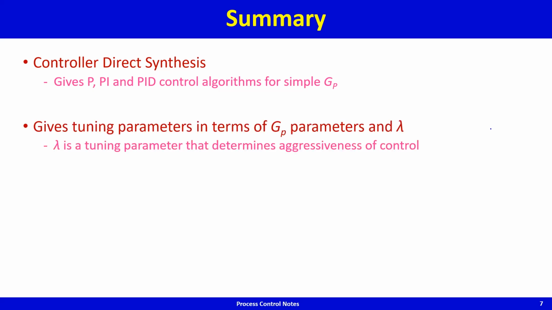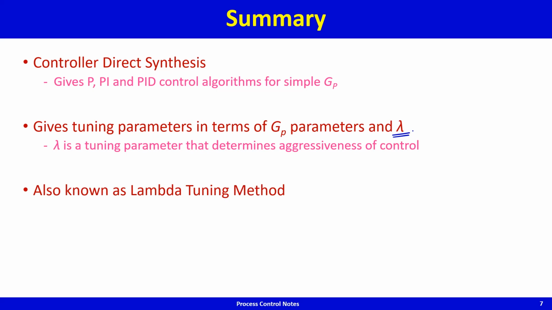The method gives tuning parameters in terms of the process parameters and lambda, which determines the aggressiveness of the closed loop response. Because lambda is now the only tuning parameter in the hands of the designer, the tuning method is also sometimes referred to as the lambda tuning method.